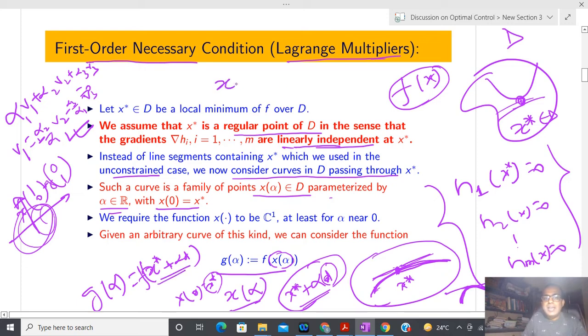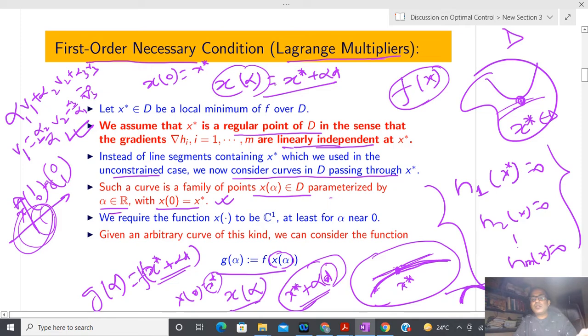you can see that, or you can think of it like this: x(alpha) was defined as x star plus alpha d in the unconstrained case. So if you put alpha equal to 0, automatically x(0) equals x star. So the same thing I have just generalized. So x(alpha) is a general curve which is exactly equal to x star plus alpha d in the unconstrained case. In this way I have constructed it.